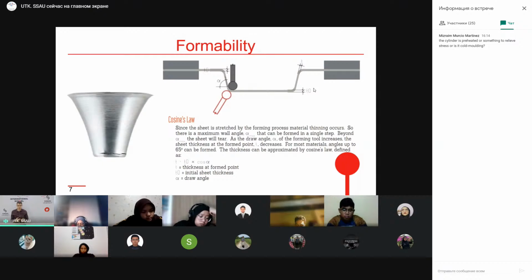And of course, at some moment, if the formability isn't enough, we will receive cracks. For example, here on the conical part, you can see a crack failure at the end of the cone. What is the reason?